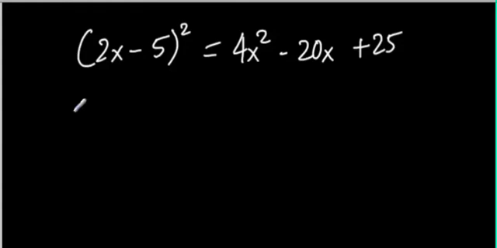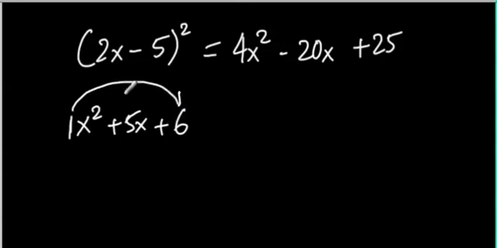The next one was factoring. So let's do, for example, x squared plus 5x plus 6. If you remember the method, you take the first term and multiply it with the last term. So that's m, which stands for multiplication. So 1 times 6 is 6.